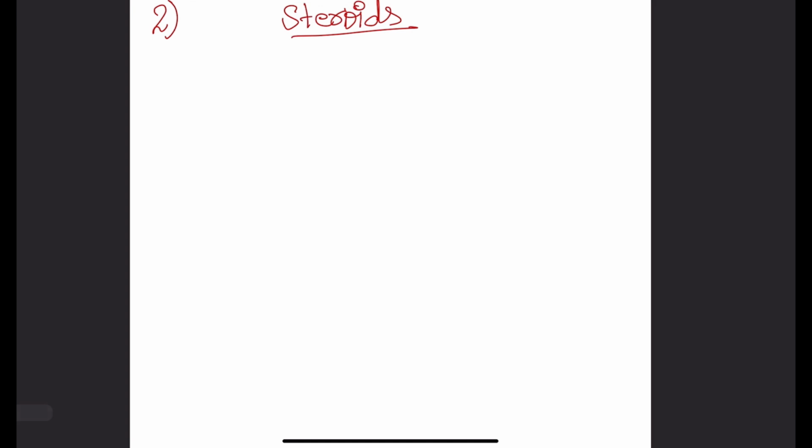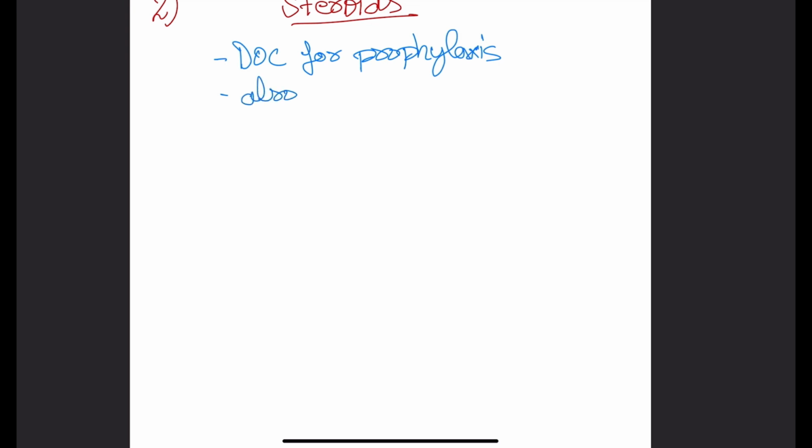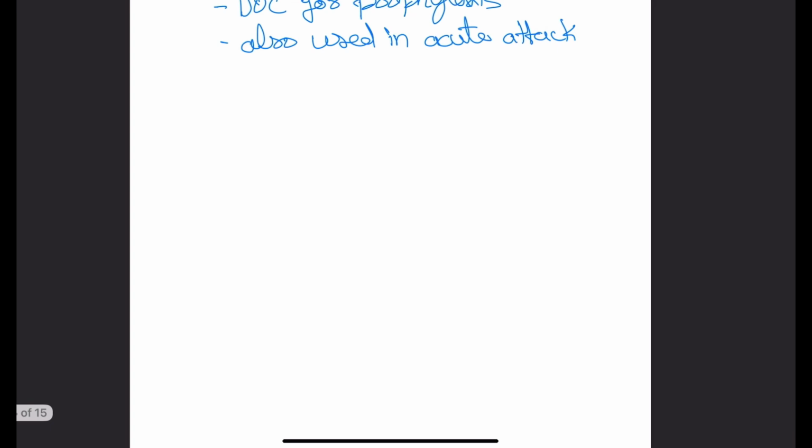Now we come to the second, steroids. First we studied bronchodilators: sympathomimetics, parasympatholytics, phosphodiesterase inhibitors. Now we move on to steroids. Steroids are the drug of choice for prophylaxis. They are also used in acute attack along with bronchodilators, because they increase bronchial response to salbutamol.